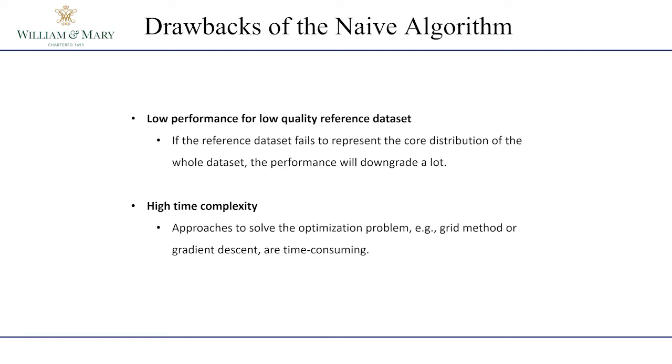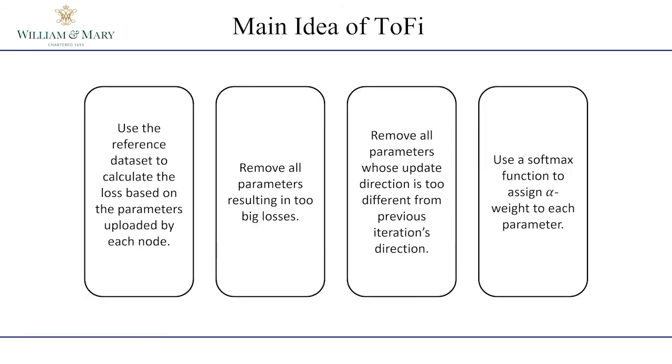Second, in order to solve the minimization problem, we should use gradient method or gradient descent. Both algorithms are very time-consuming and therefore are not feasible in practice. So in order to mitigate those shortcomings, we propose ToFi. The core idea of ToFi is to use the normalized loss to remove outlier weights and use the softmax function on the examined loss to approximate the minimization alpha weight result in the naive algorithm.